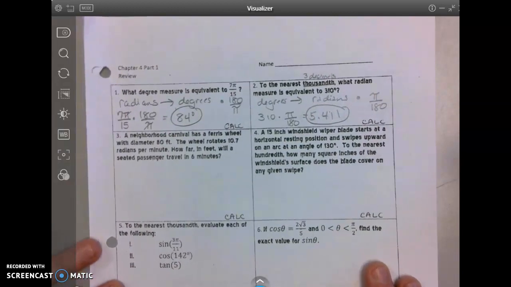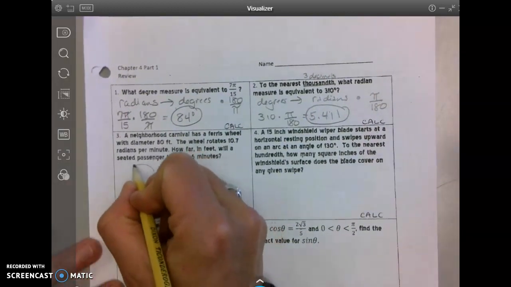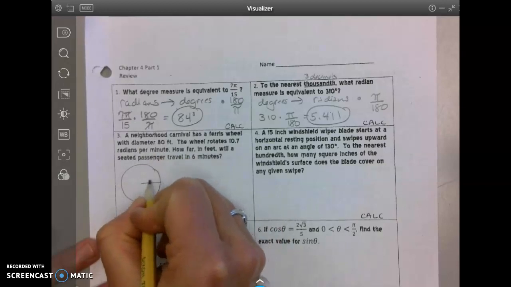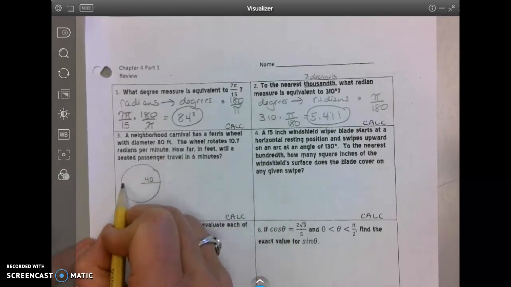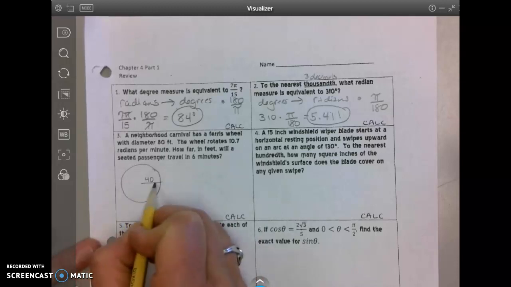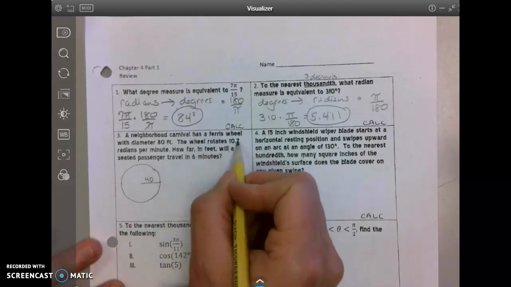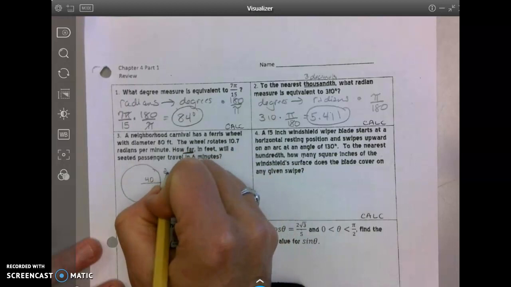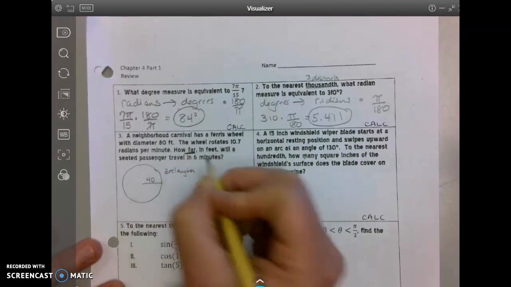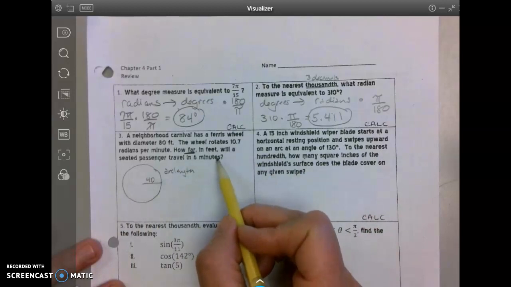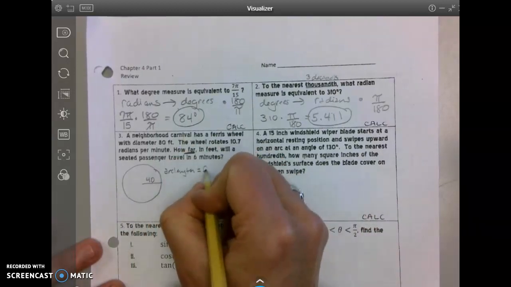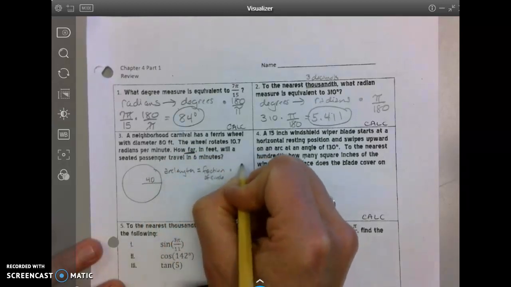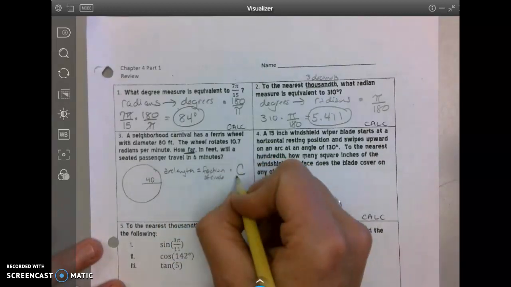Okay, number 3, a neighborhood carnival has a Ferris wheel, which is circular, with a diameter of 80. All right, that means the radius is 40, because diameter is the full distance from across the circle. The wheel rotates 10.7 radians per minute. How far? That means arc length, in feet, will the seated passenger travel in 6 minutes? So I want the fraction of the circle times capital C, which stands for circumference.